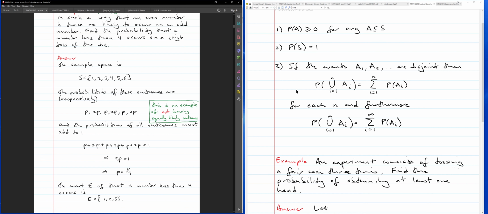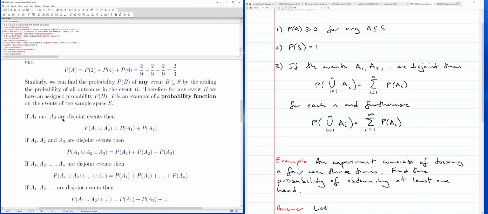Now, your third probability axiom is that if you have disjoint events, then the probability of the union of disjoint events is the sum of the probabilities. This notation may be a little confusing, so let me give you some easier examples. If I have two disjoint events such as A1 and A2, then the probability of the union of those events is equal to the sum of their probabilities.